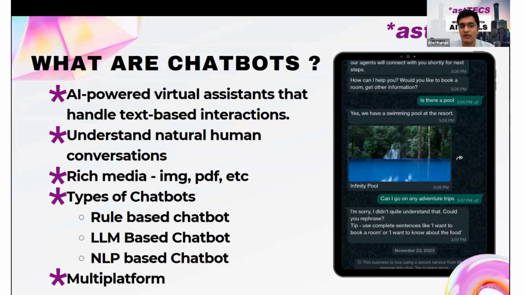Now NLP-based chatbots are the next type of chatbots, where obviously LLM-based chatbots are also NLP-based chatbots. But why we segregated NLP-based chatbots as another category is that they do much more.